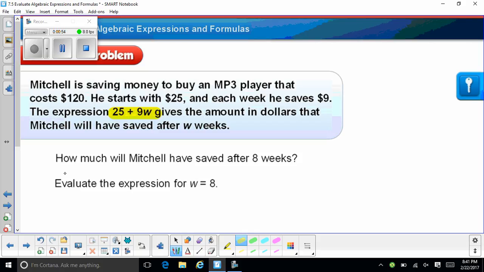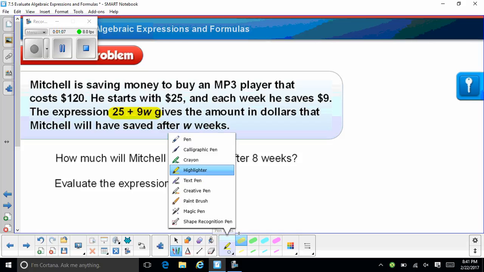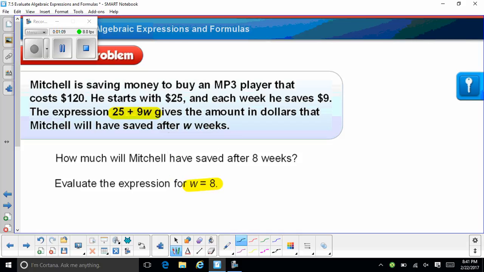If I continue to look at the problem, we want to find out how much Mitchell will have saved after 8 weeks. And so to evaluate the expression, we're going to substitute the W with the number 8. So the first step I need to do is go ahead and write my expression and then fill in the missing piece. So 25 plus 9 multiplied by 8. And then using the order of operations, I'm going to go ahead and solve.